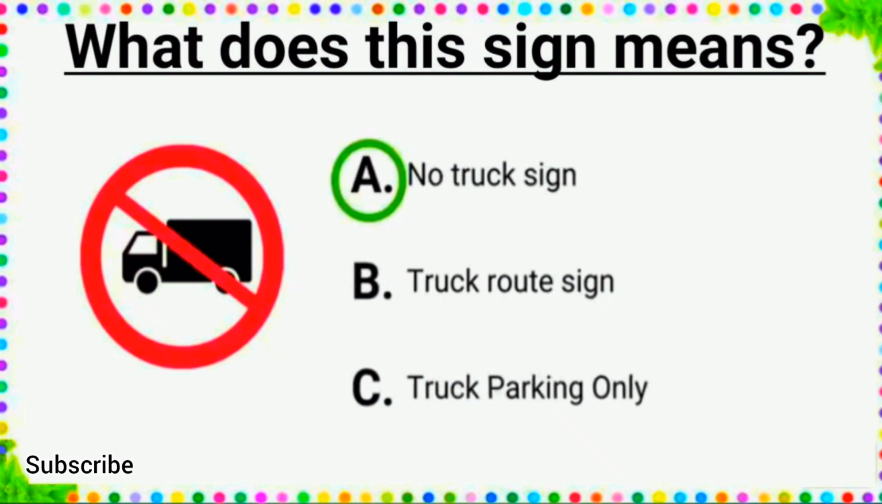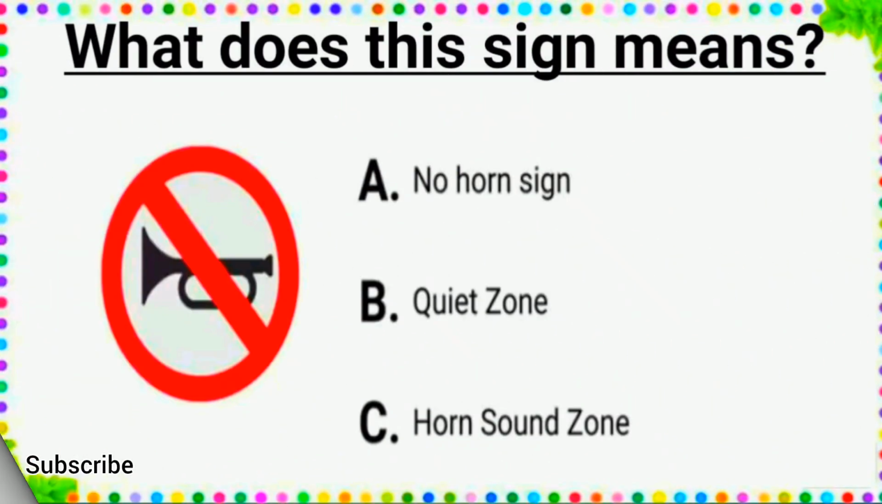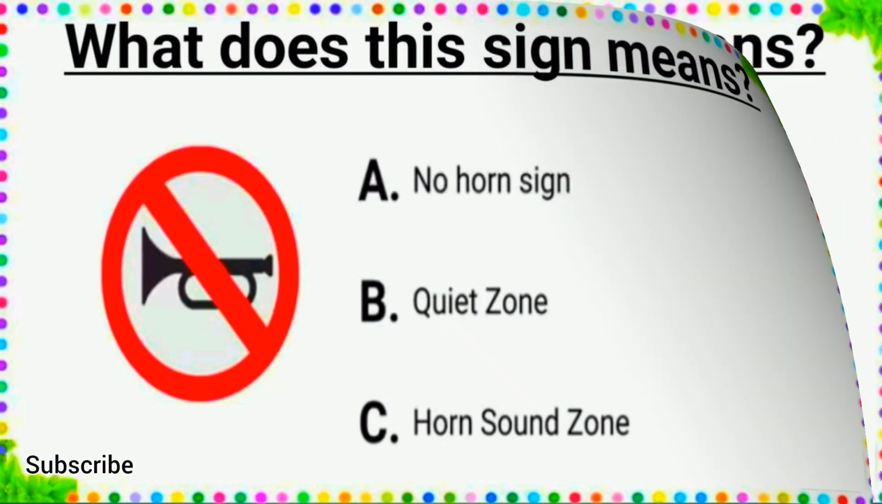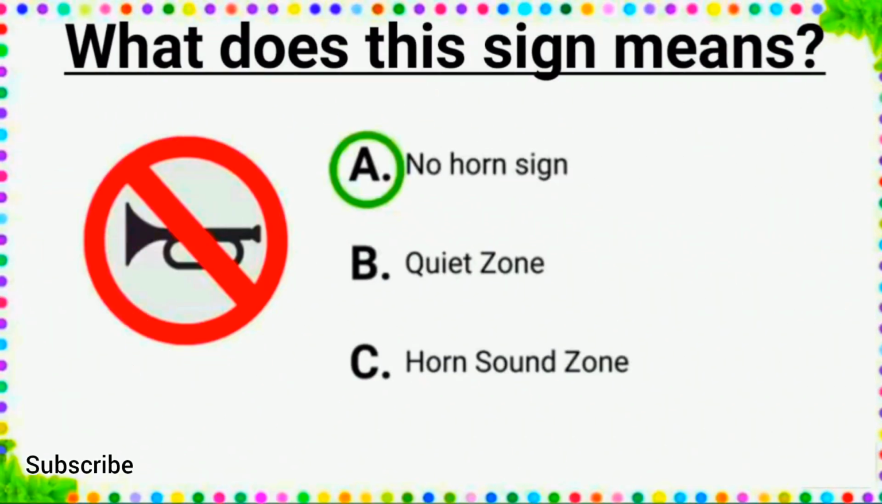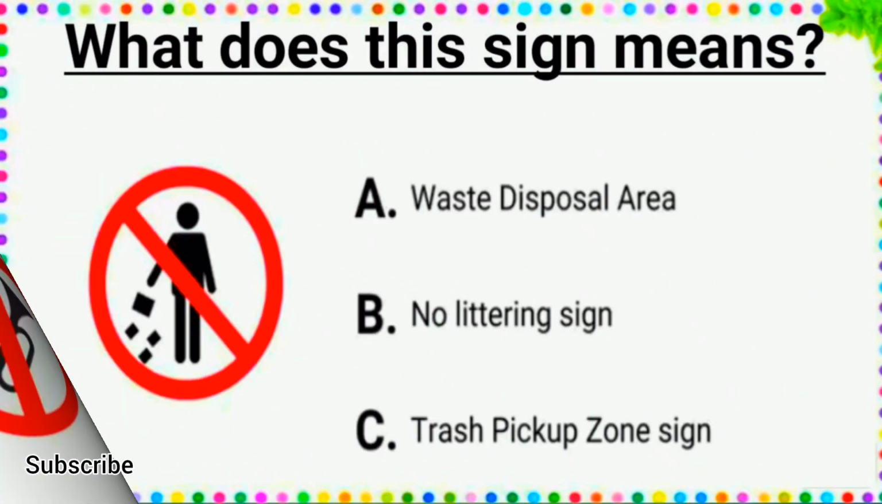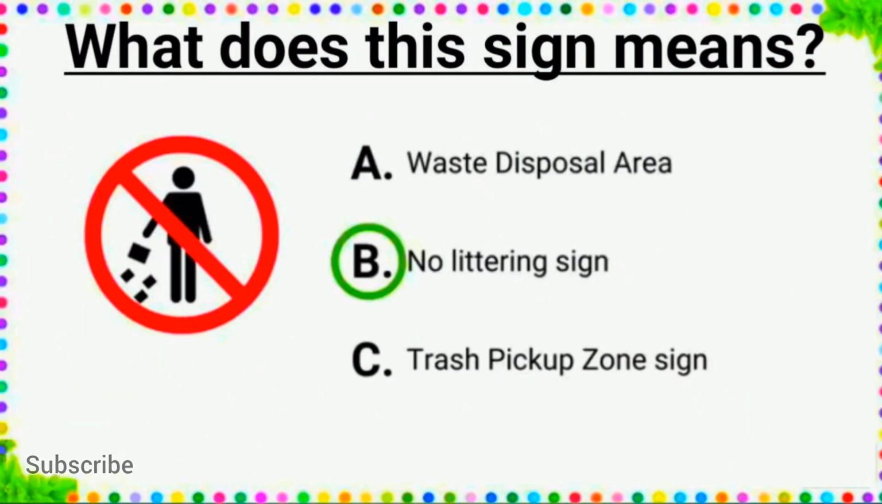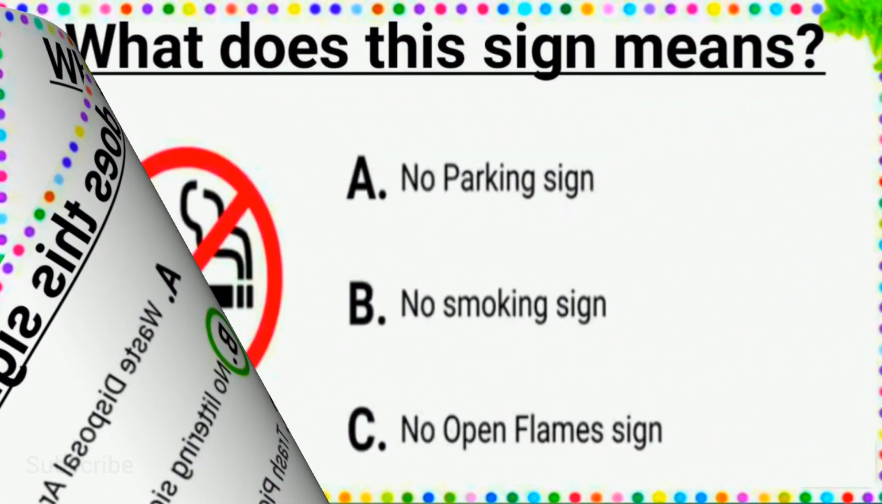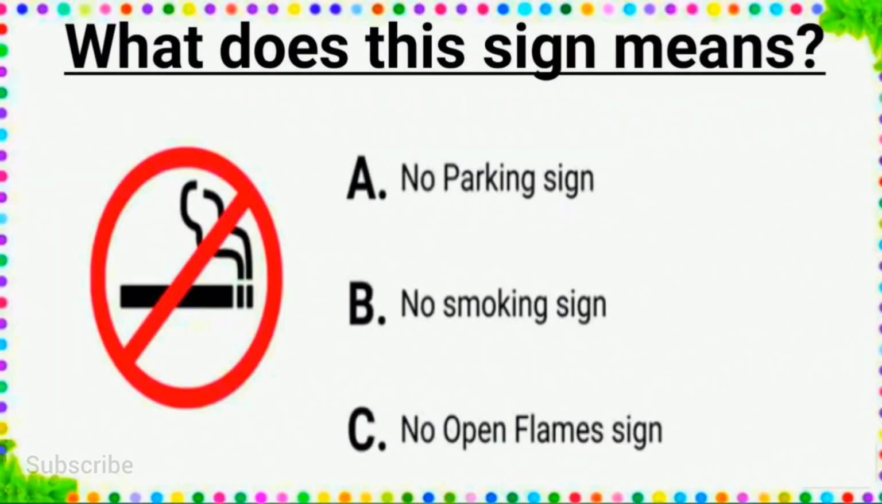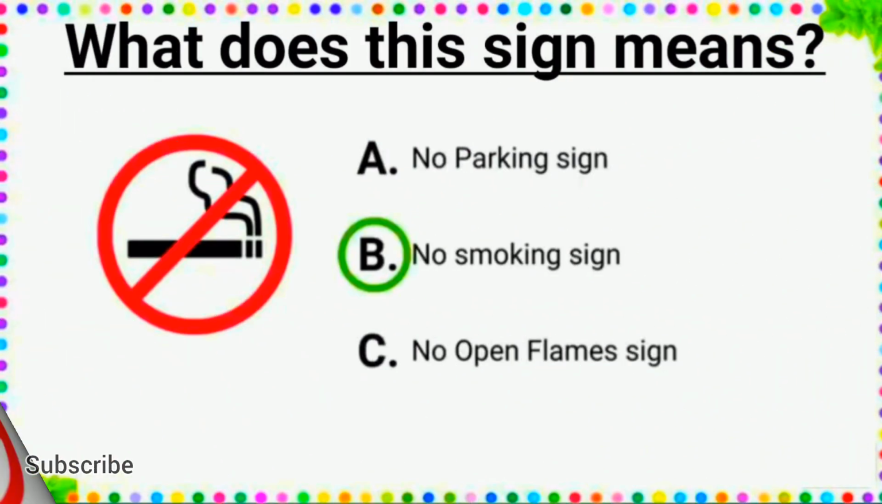No truck sign. What does this sign mean? A, B, C. Correct answer A option. No horn sign. What does this sign mean? A, B, C. Correct answer B option. No littering sign. What does this sign mean? A, B, C. Correct answer B option.